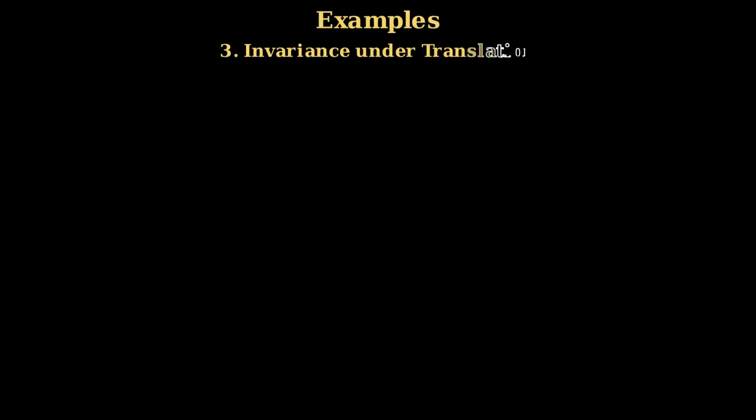Example 3, invariance to translation. To achieve this, we can select one point, say v1, as the local origin, and represent all other points as relative vectors.